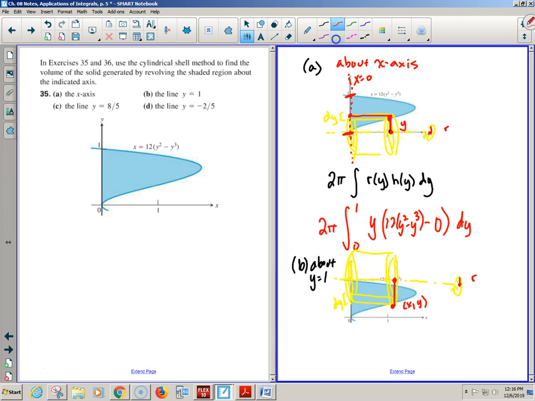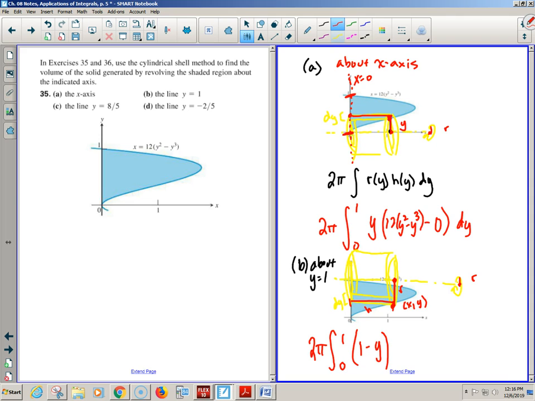So I went up to my representative one, but I didn't need to go through. And then this one, I went down to my representative one. It wasn't so much I was trying to go through. I just went to the location of the one that I had drawn. And then I have my y still. So I have my r and I have my y, my h. So in this one, if I was just trying to set up, I would have my 2 pi. I still have my y's of 0 to 1. That didn't change. My radius is going to be something to do with y, but what's on top of my radius is 1. It's 1 minus y.